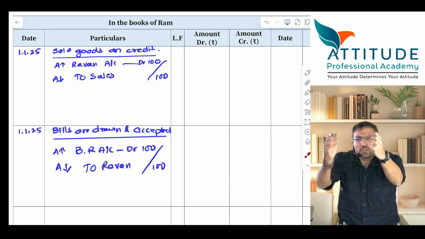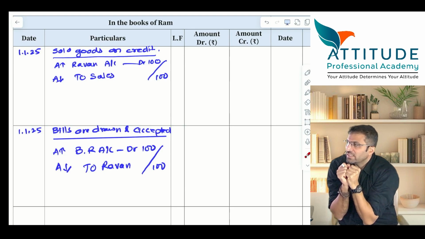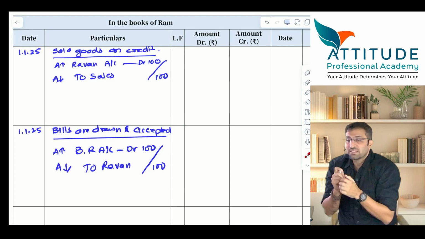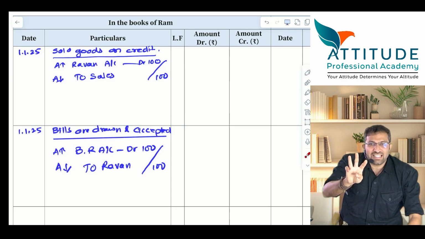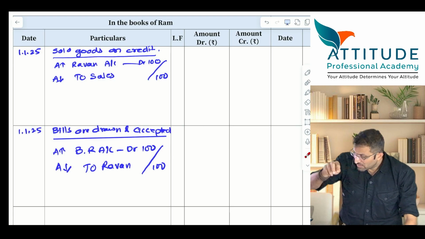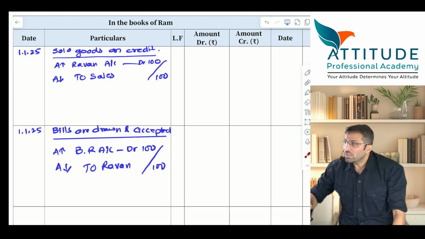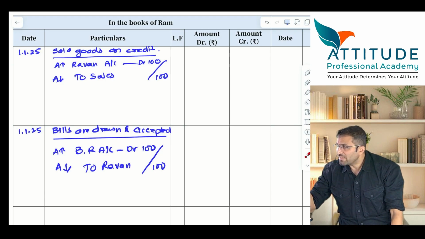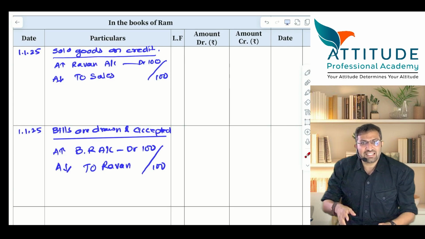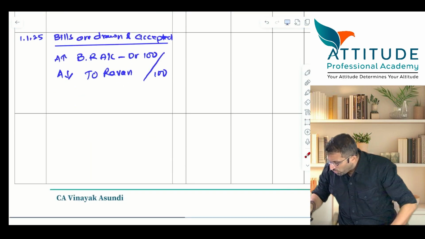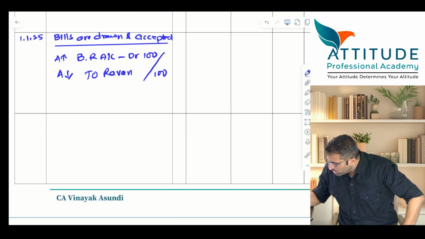Now tell me, you are Ram. You are holding the bill up to maturity. After 3 months, generally in bills of exchange, 3 days grace are also given. So tell me, 3 months from 1/1. 1st January, then 1st February, 1 month. 1st March, 2 months. 1st April, 3 months, plus 3 days grace. For a bill, there are always 3 days grace. Is that clear? So it will be on 4/4. On 4/4/2025 the bill is honored.